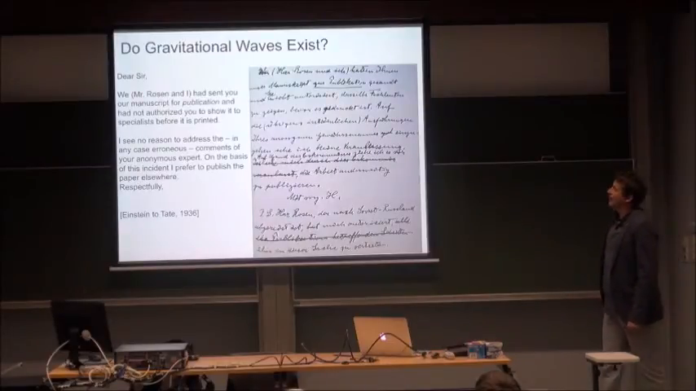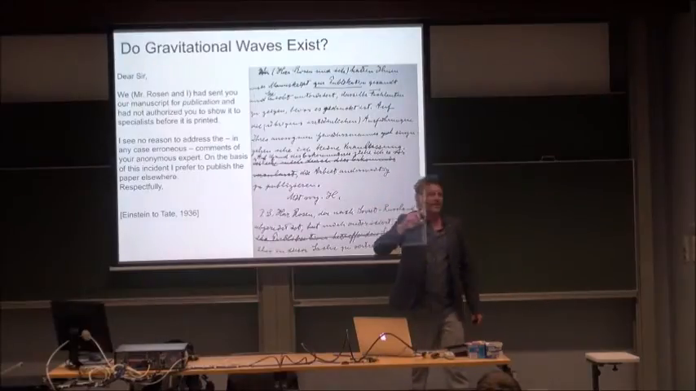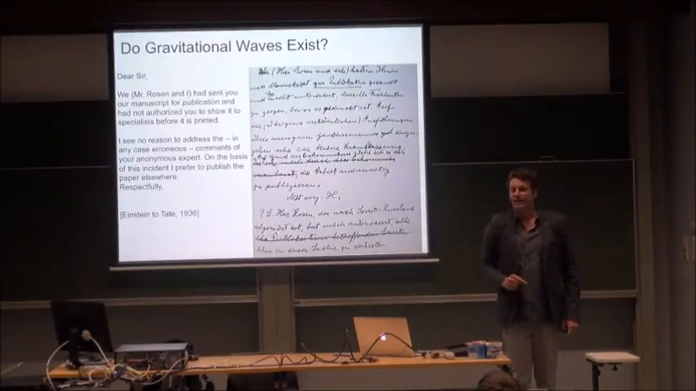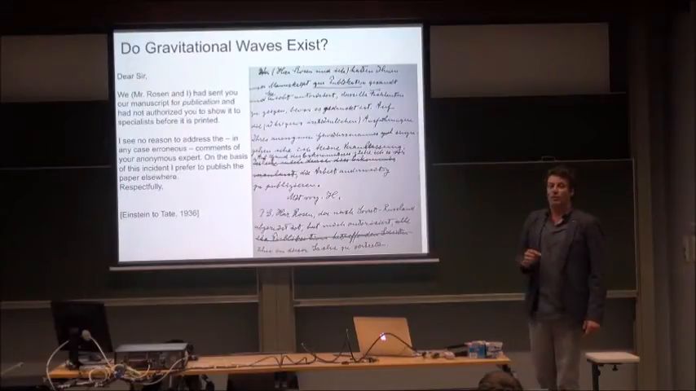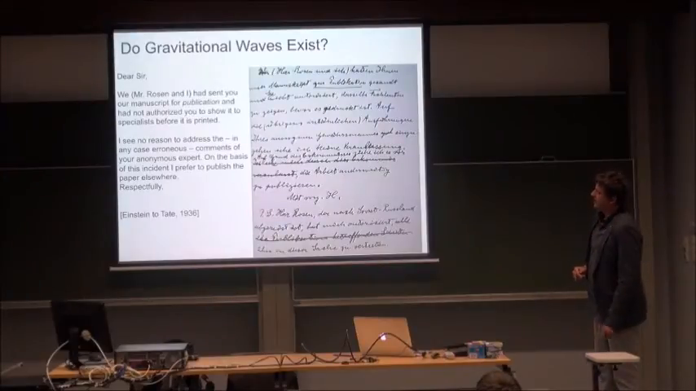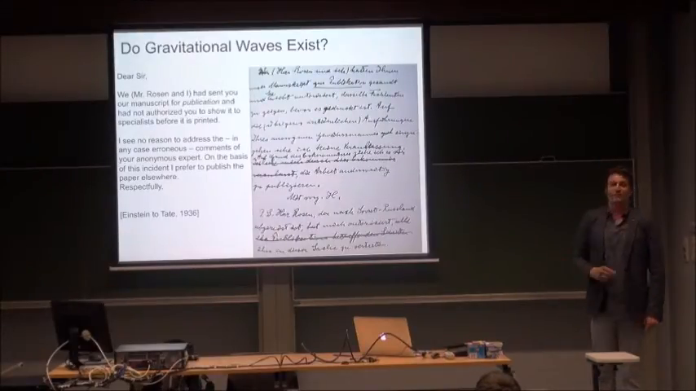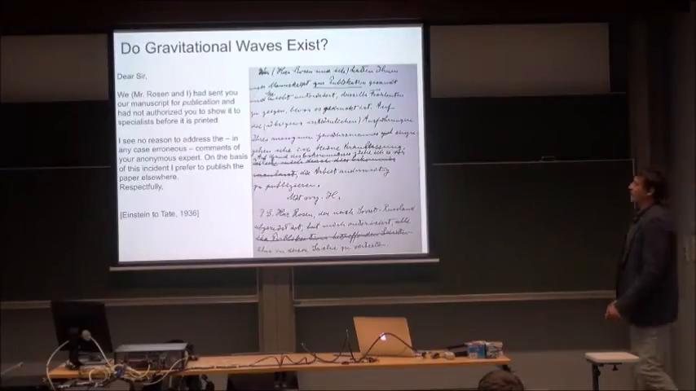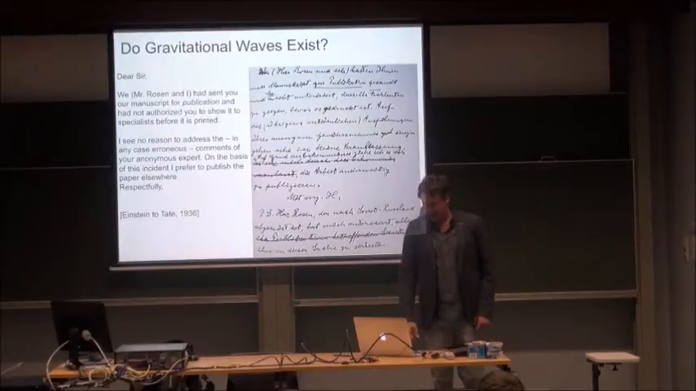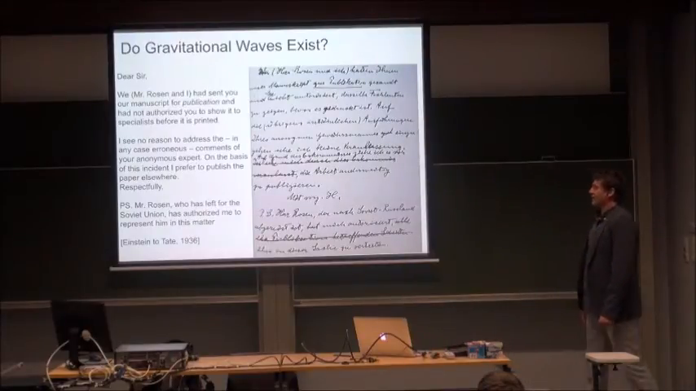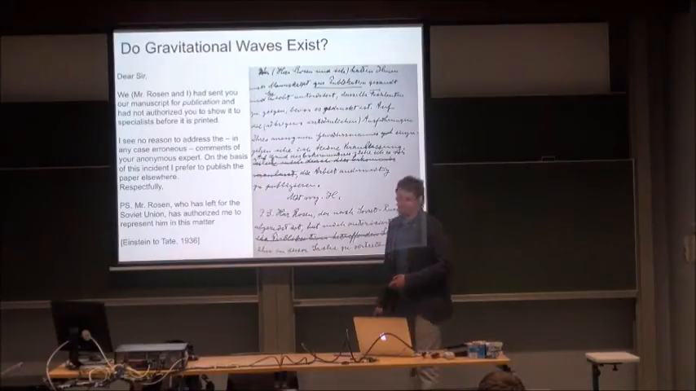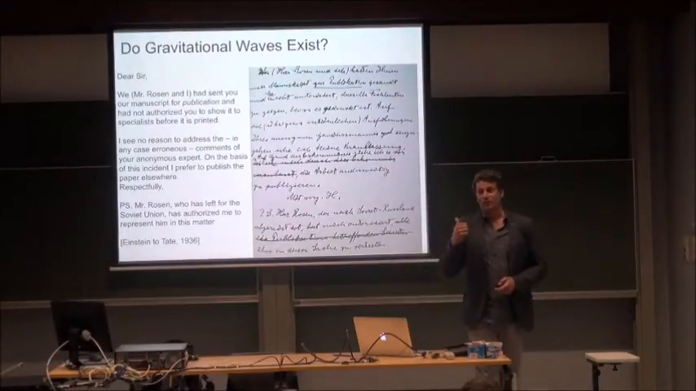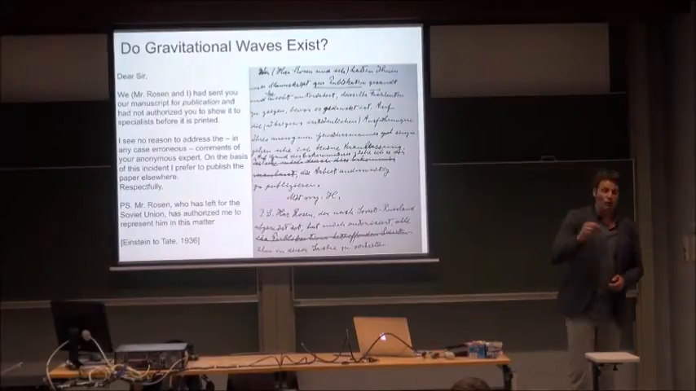There it is. No, this is not a reply of the editor. They get a reply from the editor saying that they're not going to publish their paper, because the referee said that the paper is wrong. And this is Einstein's reply to the editor of Physical Review, saying that he had sent them their manuscript for publication, not to send it to some referee who would disagree with it. And so then he decides to publish elsewhere, he says, and in fact he adds a PS to his letter, saying, Mr. Rosen, his collaborator, who has left for the Soviet Union, has authorized me to represent him in this matter. And this is the paper in which Einstein and Rosen claimed to prove that gravitational waves do not exist in 1936.